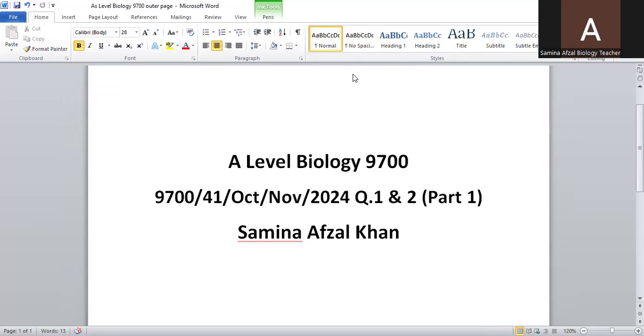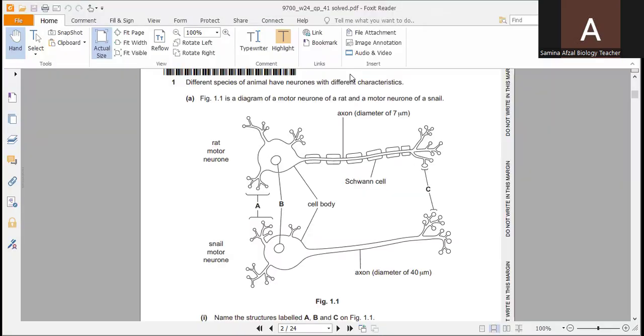So we will start with question number 1, which says different species of animals have neurons with different characteristics. So what are neurons? Neurons are the unit of the nervous system, and three different types are available, which take messages towards the central nervous system or away from it. For example, the three types are sensory neuron, motor neuron, and relay neuron.